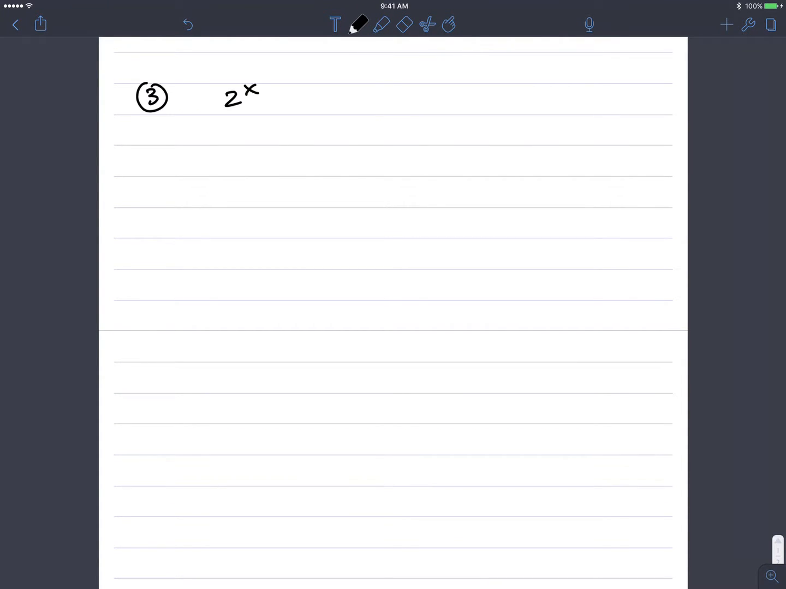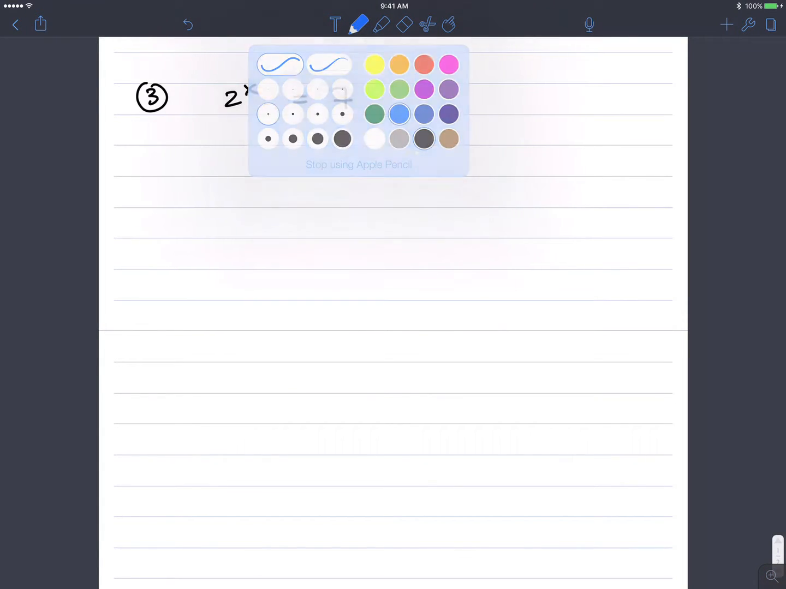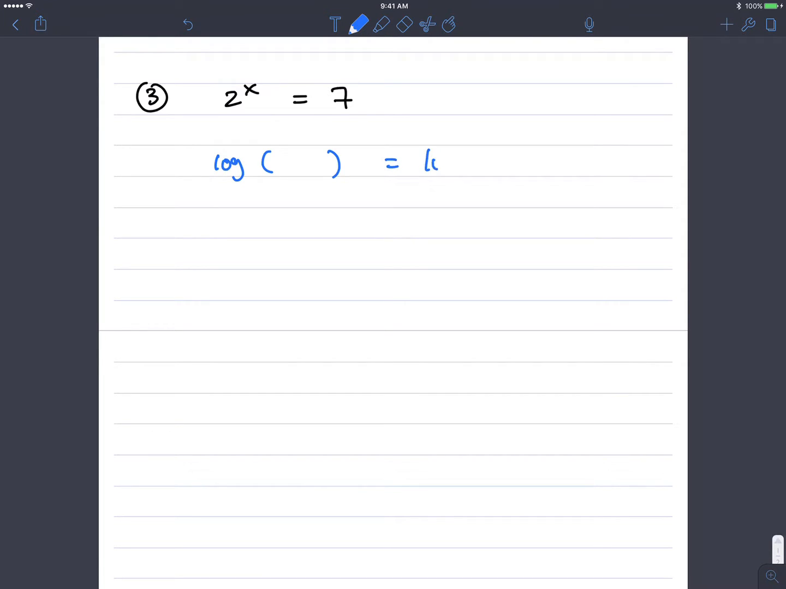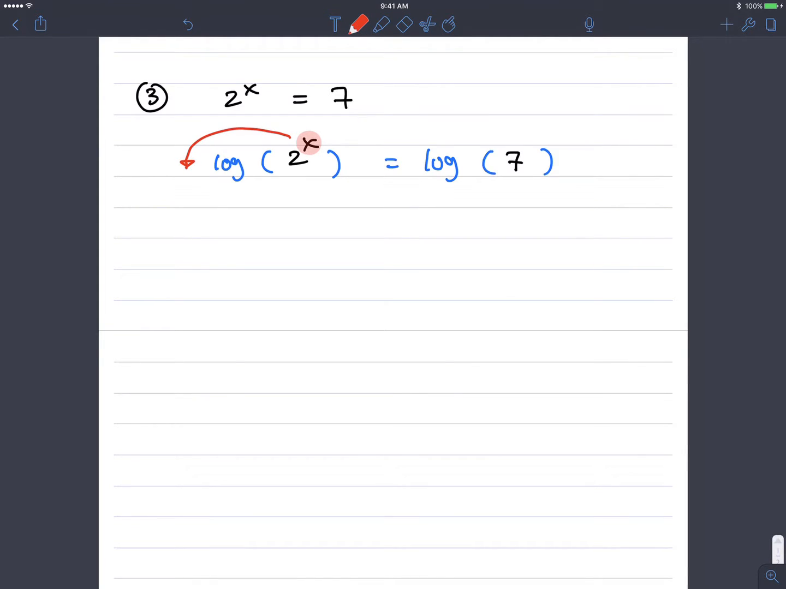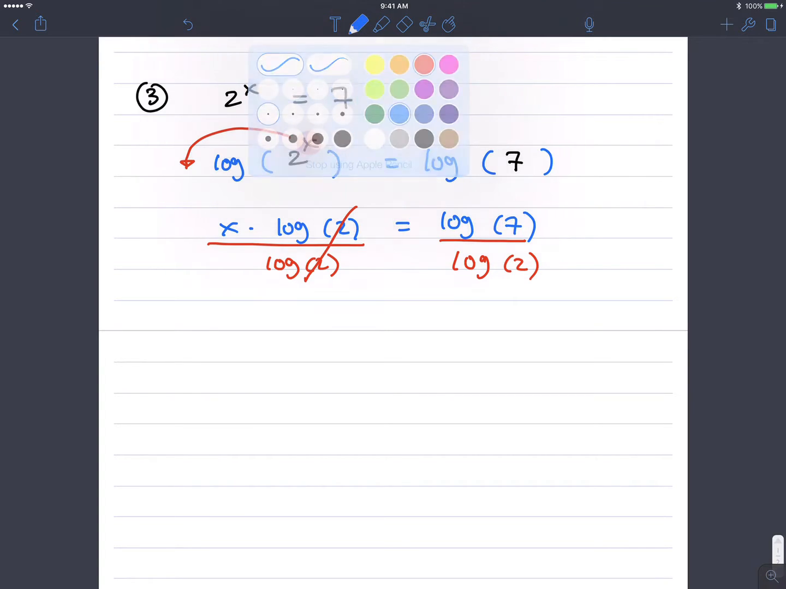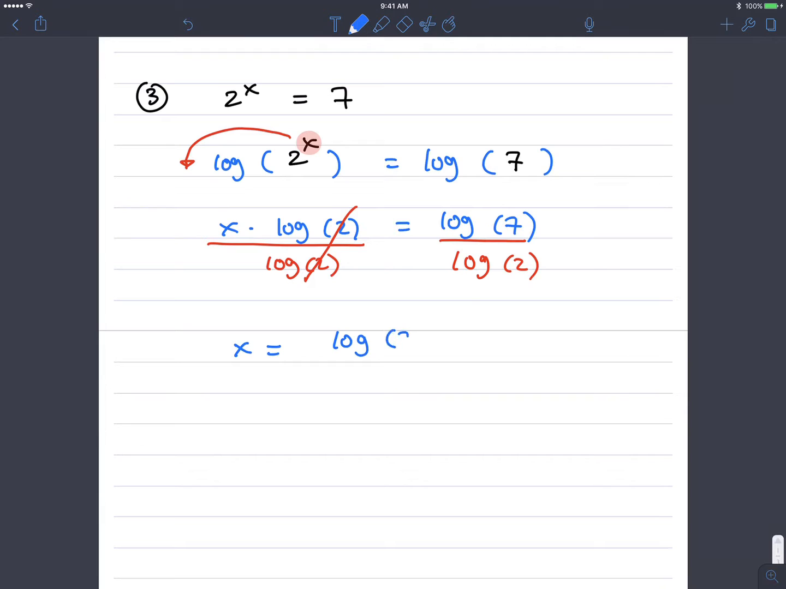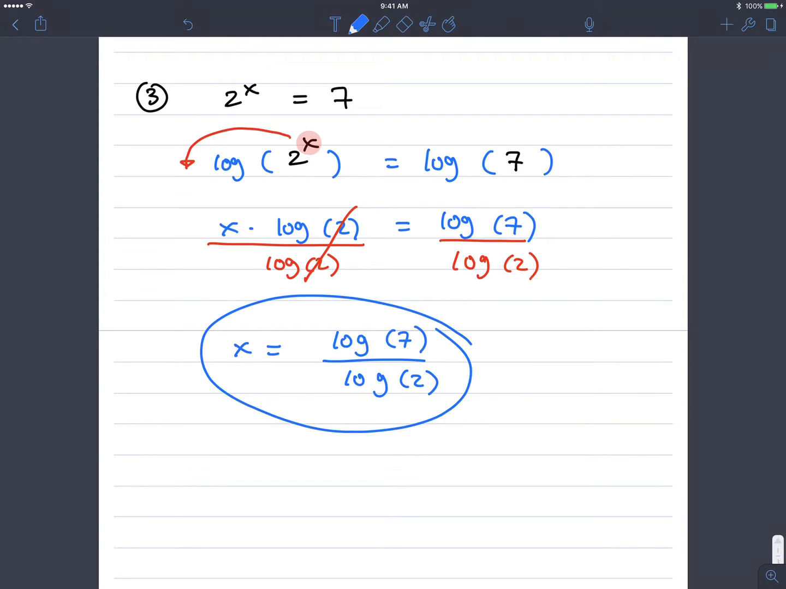We have 2 to the x is 7. I'm going to take again the log of the left side and set it equal to the log of the right side. 2 to the x power, 7. You got that power there, x. You get to pull that power out using the power rule for logs. We now have x times log of 2 equals log of 7. Divide both sides by the number log 2. You get your cancellation, and now x is log 7 over log 2. Okay, and we're done. That's number 3.